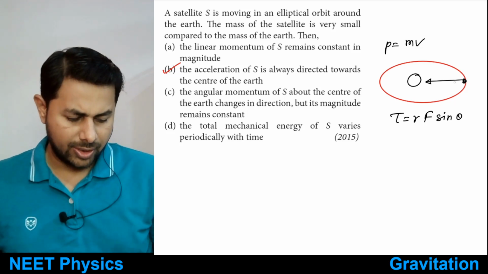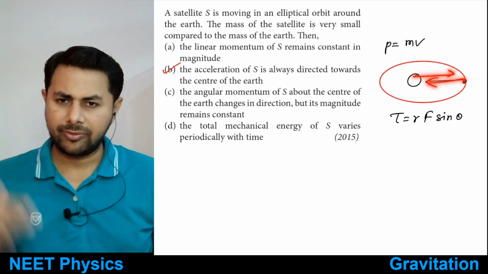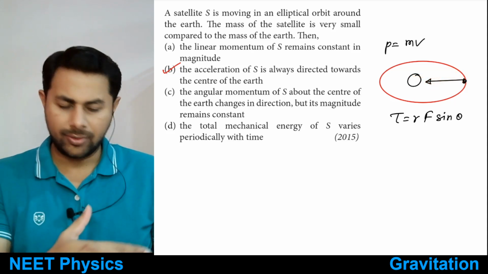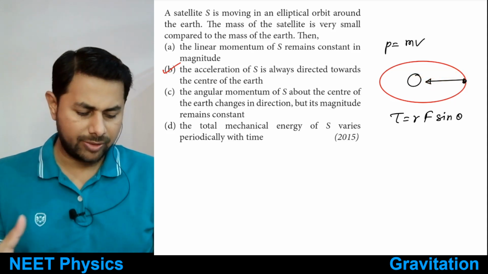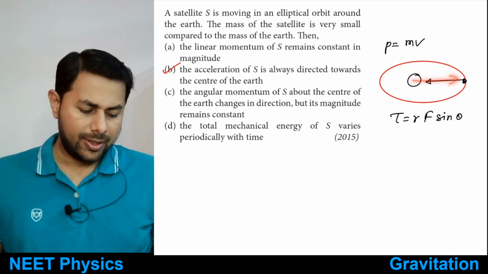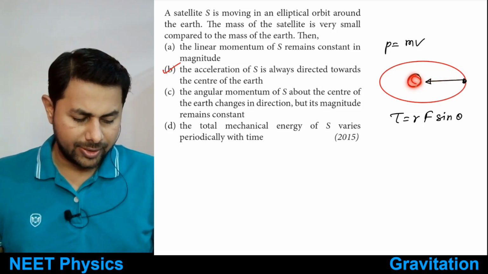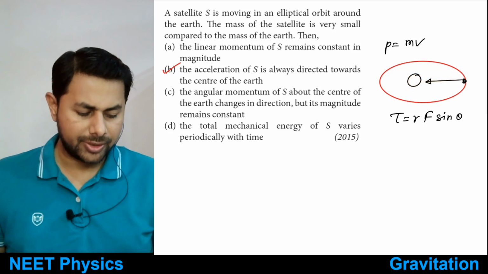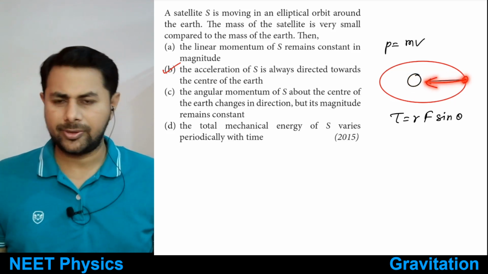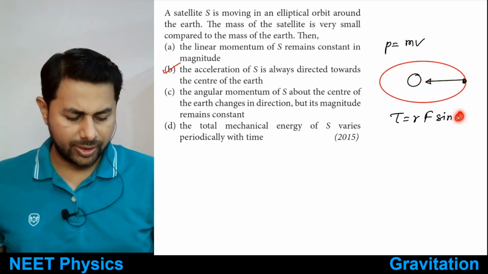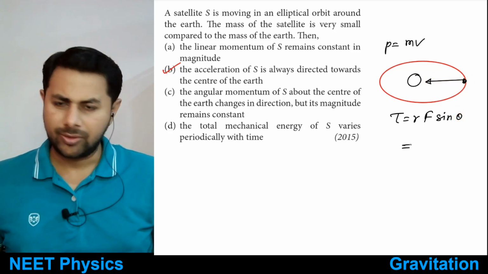So this is the force and radius vector will be directed. The radius vector means its position vector will be directed from the position of the planet towards the satellite, and the force acting on the satellite would be in the opposite direction to that. So therefore theta is equal to 180 degrees.